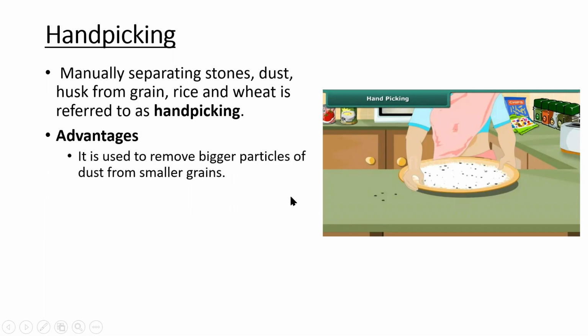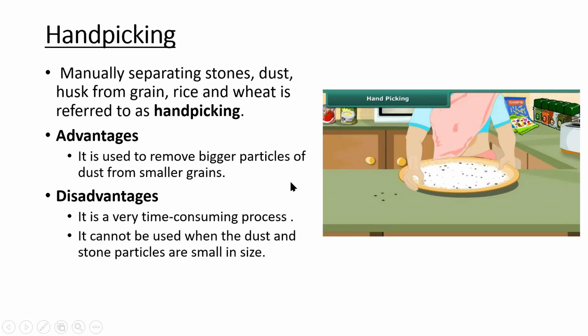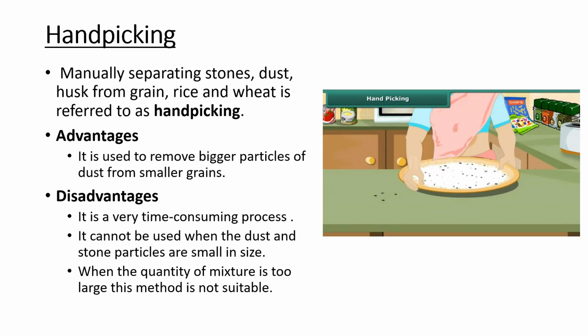Advantages. It is used to remove bigger particles of dust from the smaller grains. But there are still some disadvantages. It is a very time consuming process. It cannot be used when the dust or stone particles are very small in size. Apart from this, if the quantity of the mixture is too large, then this method is not suitable.